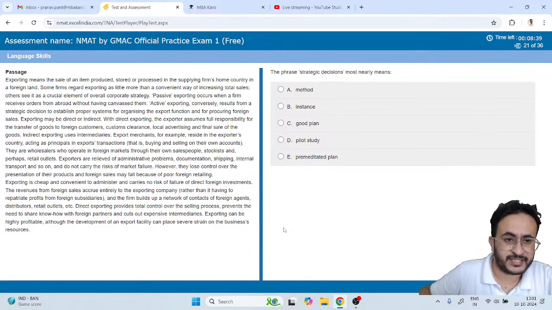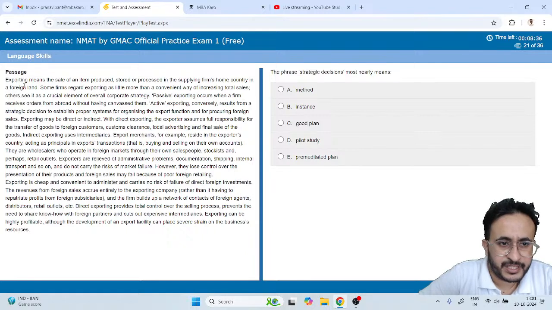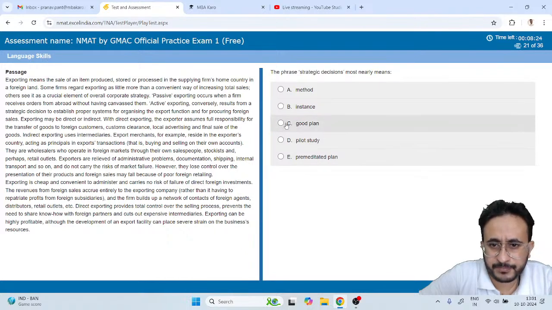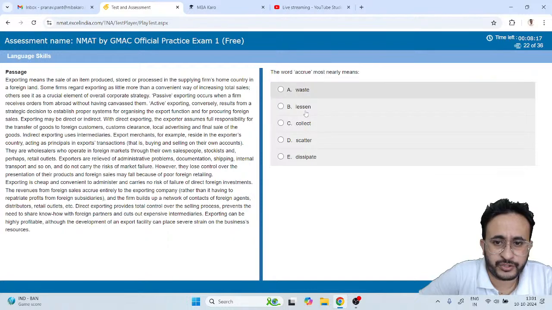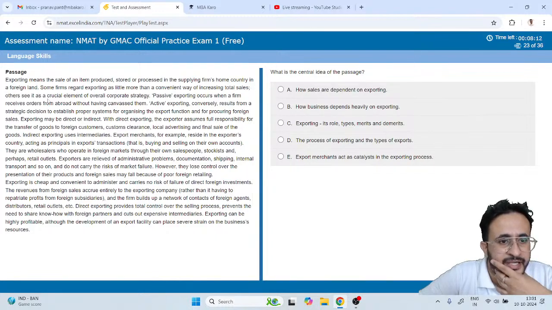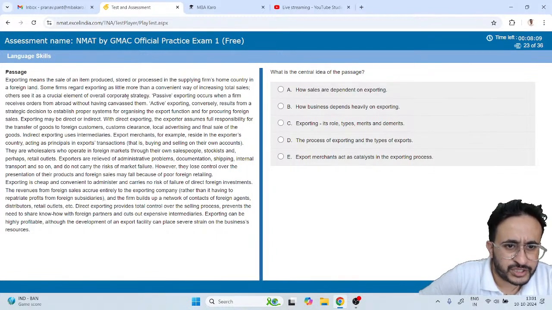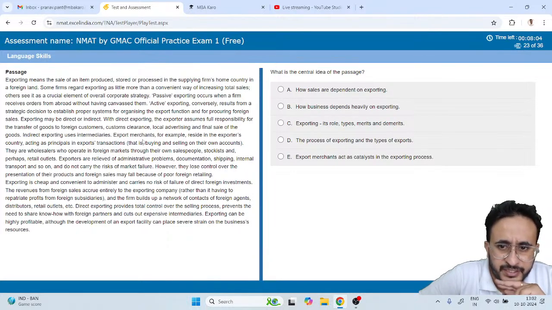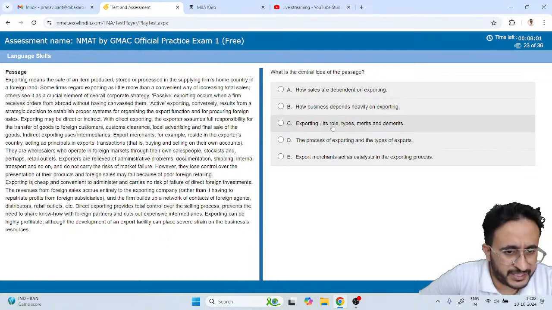Okay, so again a passage. We'll do it fast because not much time is left. Exporting means the sale of an item purchased or strategic decision. Predetermined plan should be method, instance. Good plan, premeditated plan, that should be strategic decision. I'm not reading the passage. Accrue means to collect, because some questions you can answer that way. Central idea: exporting. It talks about passive exporting, active exporting, direct, indirect, different kinds of role types, merits and demerits.